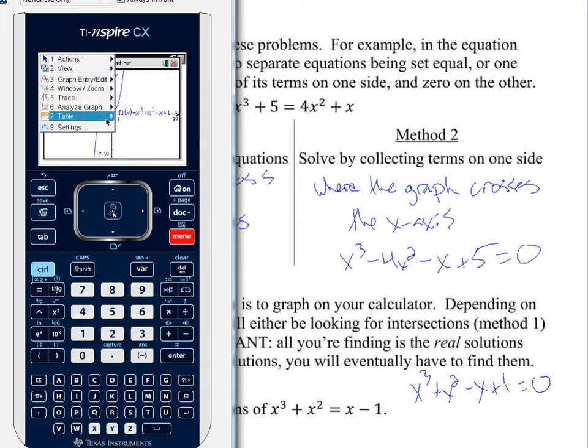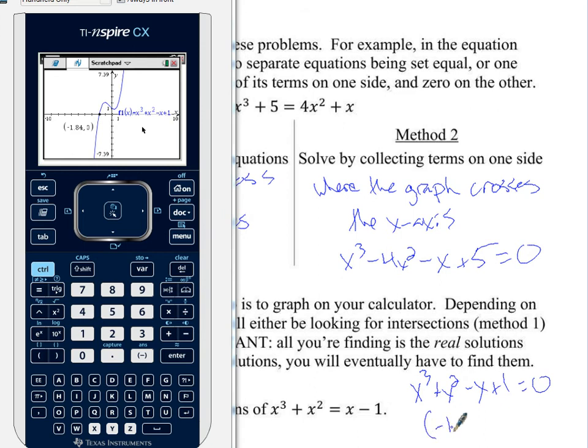So to find that 0, we're going to go Menu, Analyze Graph, and it's a 0, not an intersection, so we're going 0. Lower bound on the left side, upper bound on the right side, and you can see that it's actually not 2. It's actually negative 1.84. So the 0 here is negative 1.84 comma 0, or x equals negative 1.84. And that is the only real solution to this polynomial.